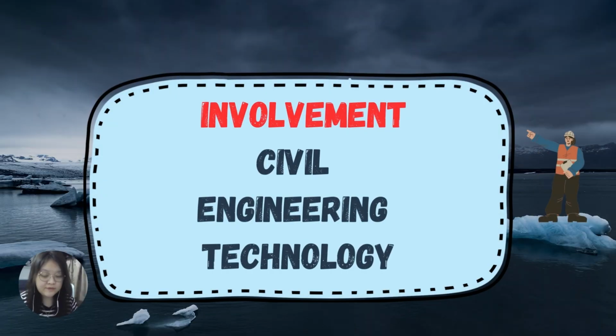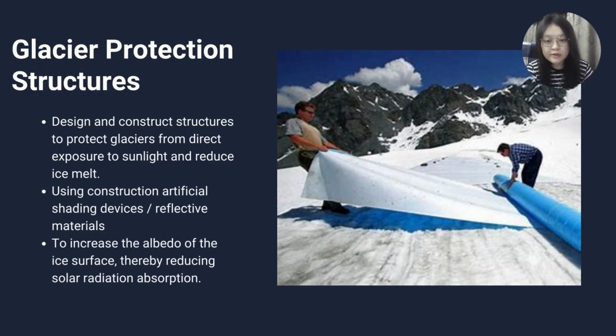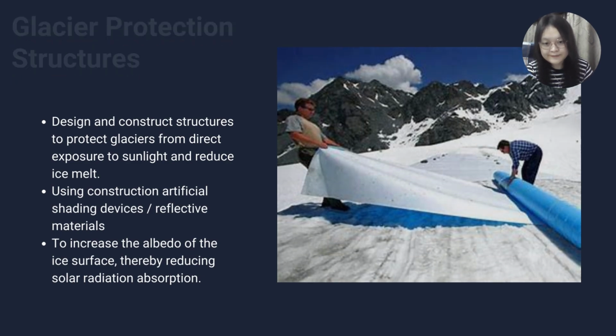So how is technology involved in solving this problem? Let's take a look. The first one is glacier protection structures. Design and construct structures to protect glaciers from direct exposure to sunlight and reduce ice melt, by constructing artificial shading devices and reflective materials, and also to increase the albedo of the ice surface by reducing solar radiation.